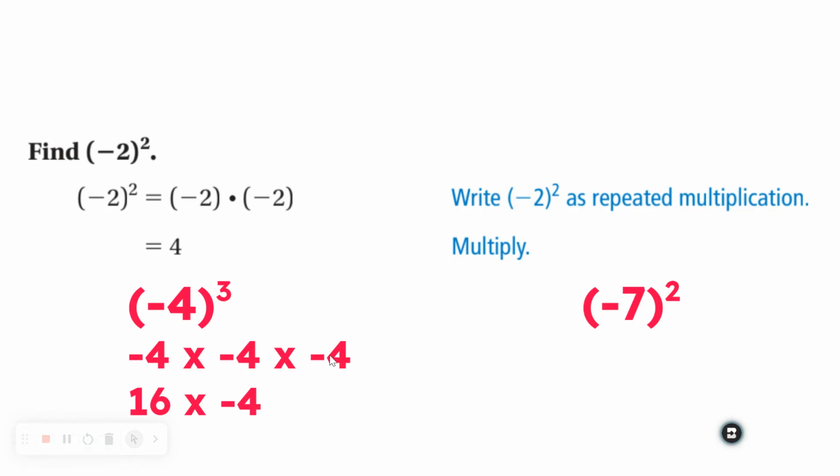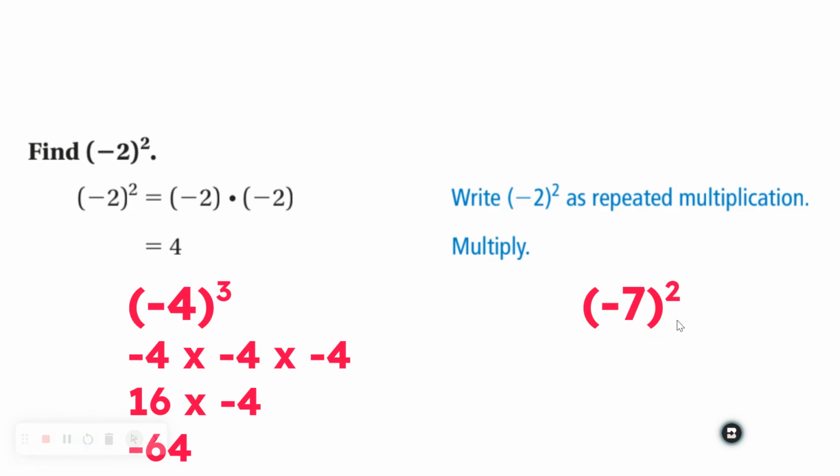We went from having all negatives to now we have a negative times a positive. 16 became positive when I did a negative times a negative. -4 times -4 gives me a positive 16. Now I have positive 16 times -4. A positive times a negative gives me a negative. So when I do 16 times -4, I get -64.